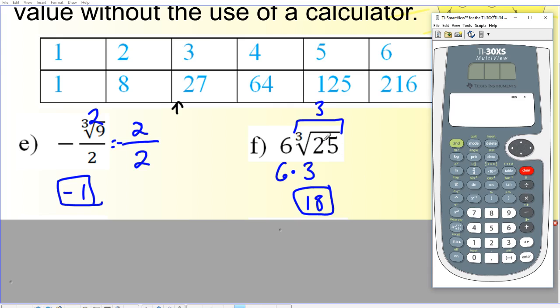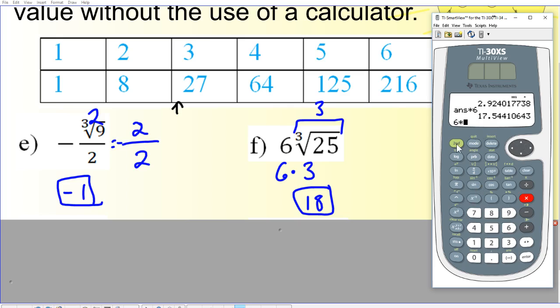I would do the cubed root first. I would take 3, second, caret, to get the cube root of 25, equals. Then I would take that answer times 6. I don't even know if that's what we had before. It's 17 point something. But this is the way I would make sure that the calculator's not doing something wrong.